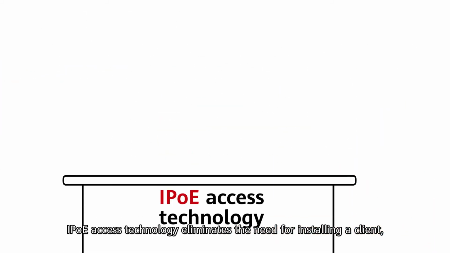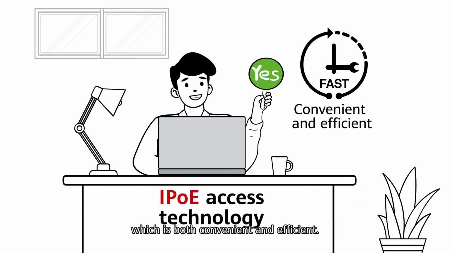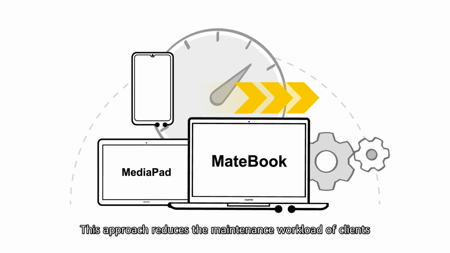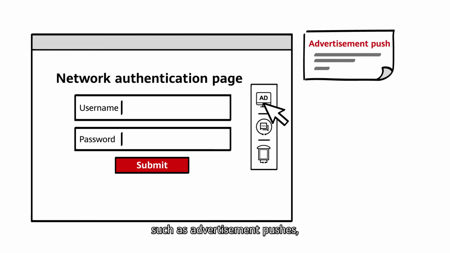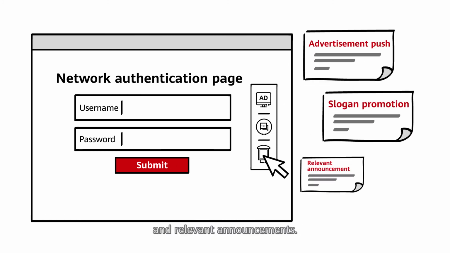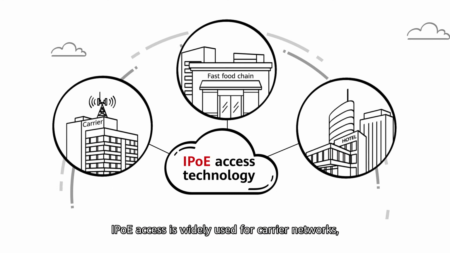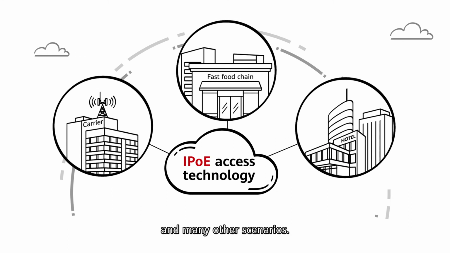IPoE access technology eliminates the need for installing a client, which is both convenient and efficient. This approach reduces the maintenance workload of clients and facilitates the expansion of services on authentication pages, such as advertisement pushes, slogan promotions, and relevant announcements. IPoE access is widely used for carrier networks, fast food chains, hotels, and many other scenarios.